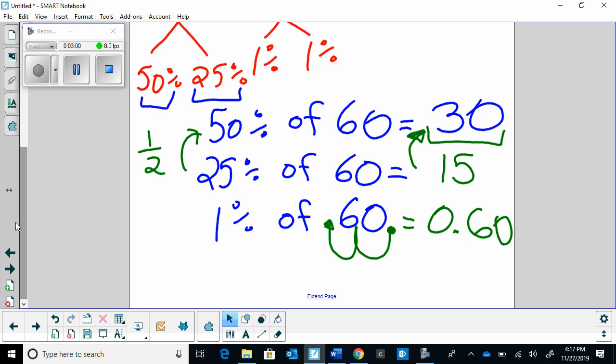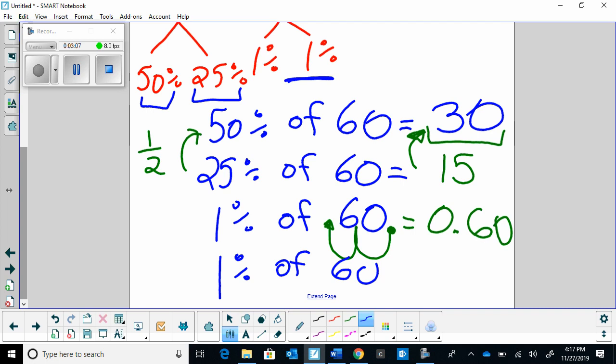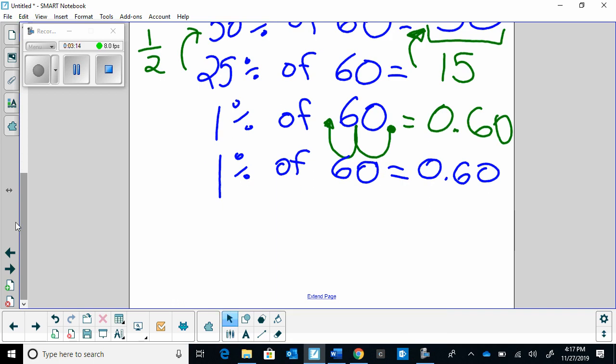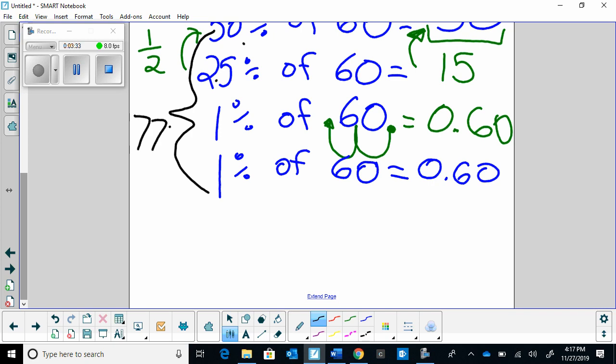Okay, but remember we have it 2 times. So we have another 1% of 60, from what we see up here. So when I calculate 1% of 60, we know it's going to be the same number. So now all we need to do, if we go back up to the very top, we recognize that if we add all of these percentages up, that's going to give us 77%. So 50 plus 25 is 75, plus 2 is 77%.